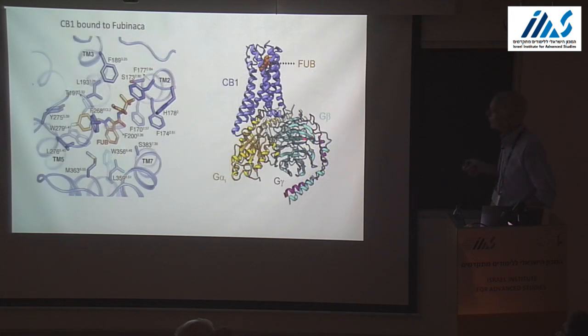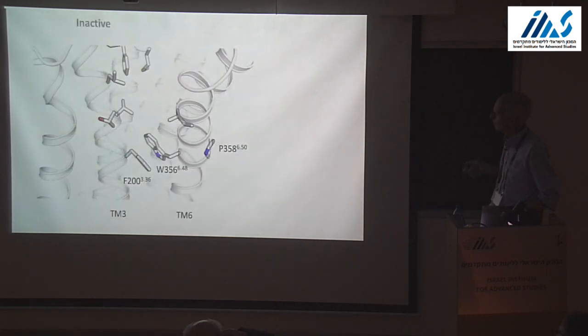So we were able to get a structure of the cannabinoid receptor bound to Fubinaca. This is the superagonist that's been found in laced marijuana cigarettes, where some people have died and some people end up in the hospital. And this is the Fubinaca binding site, and it's easy to see why this agonist works. This is the most direct effect that we've seen.